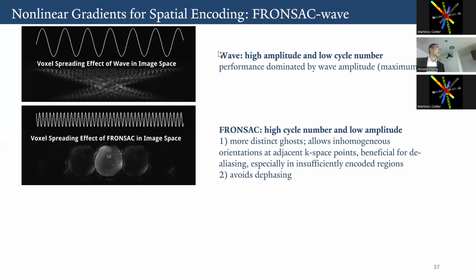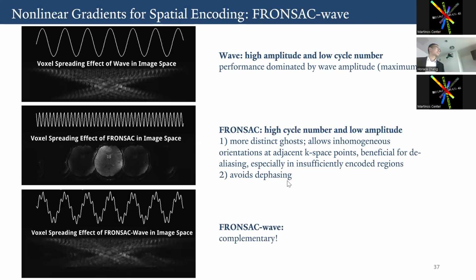k-space. FRONSAC, on the contrary, needs a high cycle number, but with the slew rate, it can only go with low amplitude. The reason is that for those insufficiently encoded regions, we need inhomogeneous orientations at adjacent k-space points, and that benefits the de-aliasing process. And also, it avoids dephasing. So there is merit in combining them. Of course, they are complementary, as you can see from the waveform and the voxel spreading effect. FRONSAC has more voxel spreading than wave, so we can get more information from it.